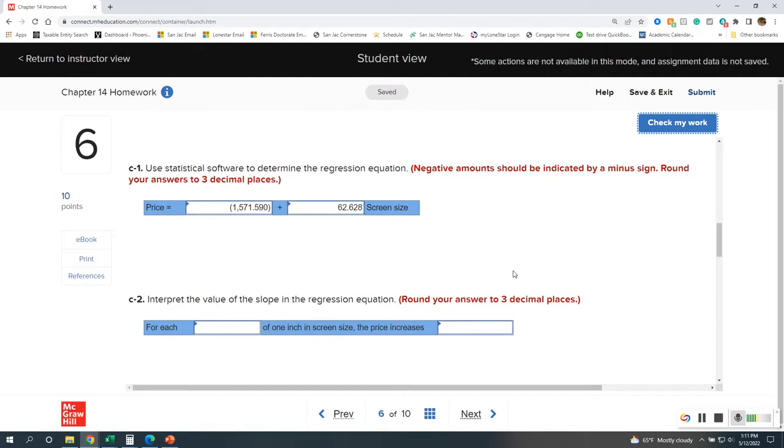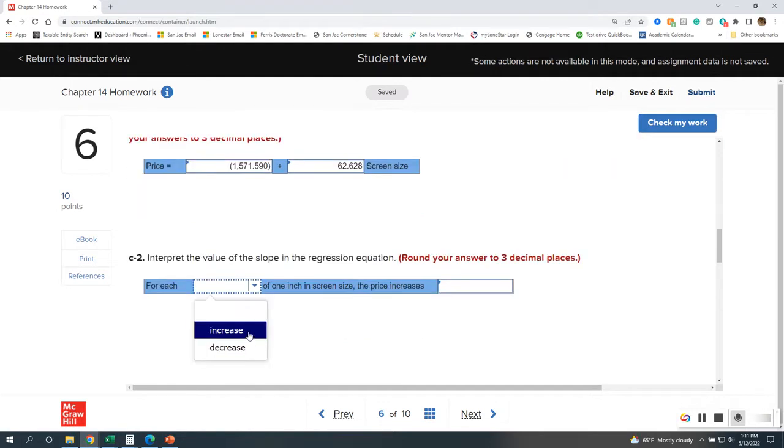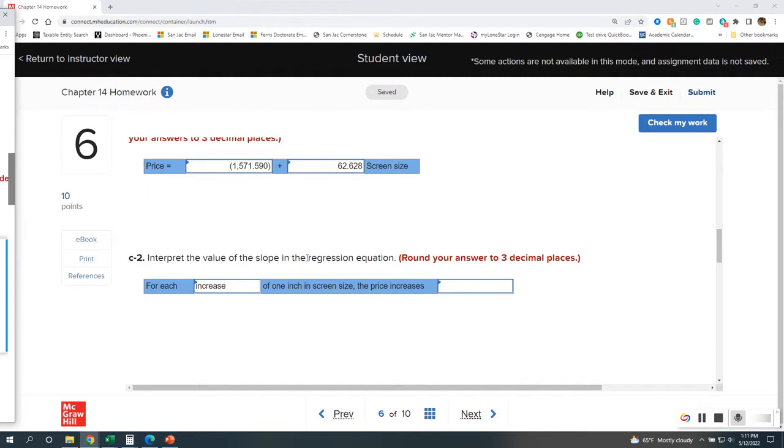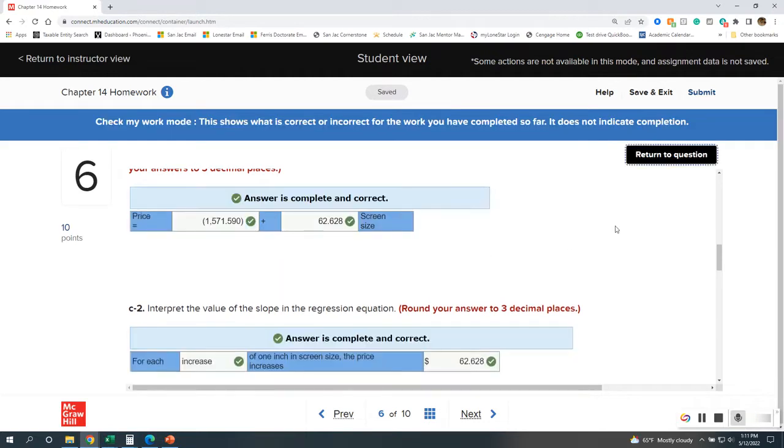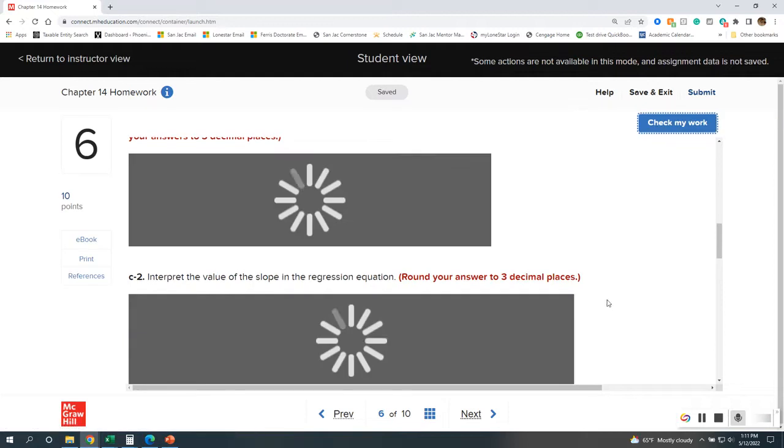Interpret the value of the slope in the regression equation. So for each increase of 1 inch in size, the price increases by 62.628. Check. Again, it's always about the slope.